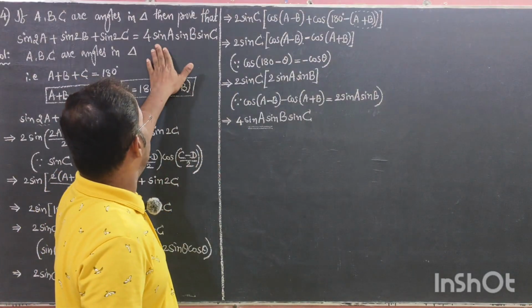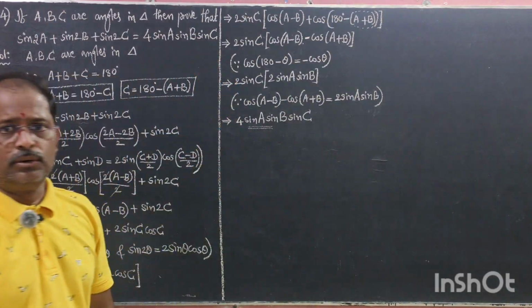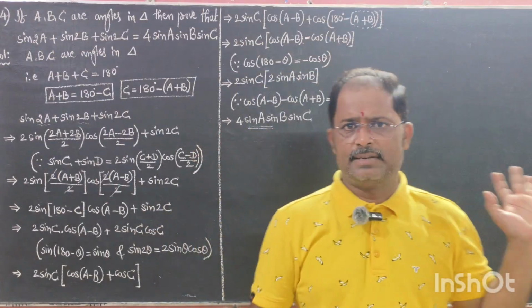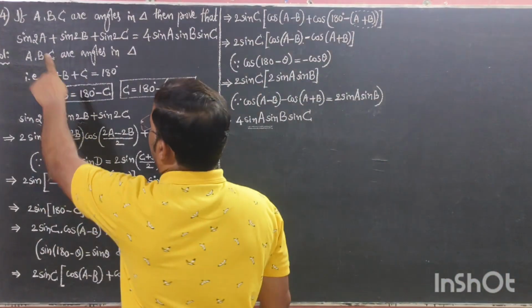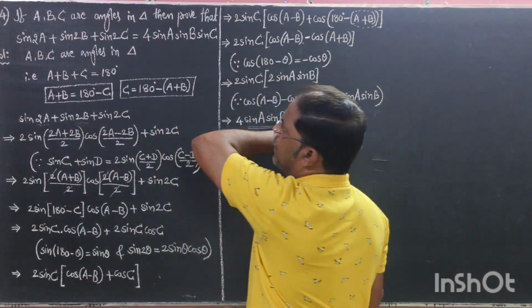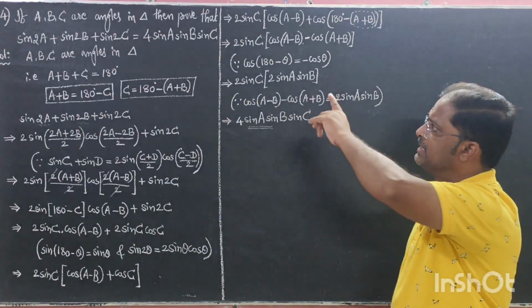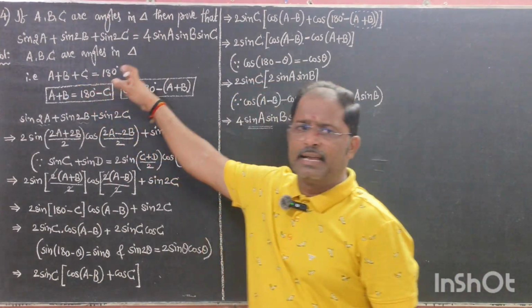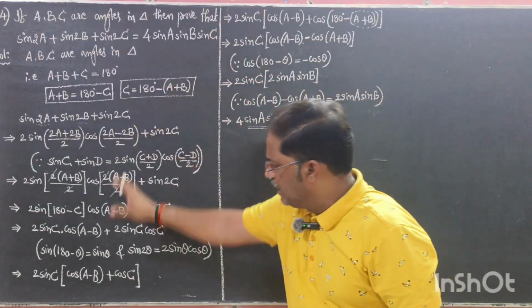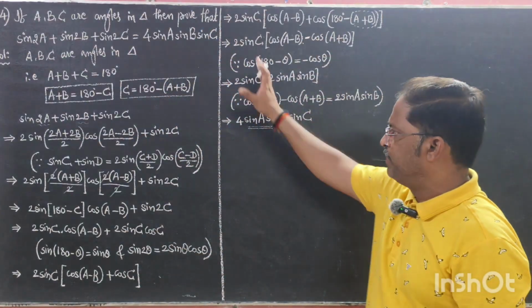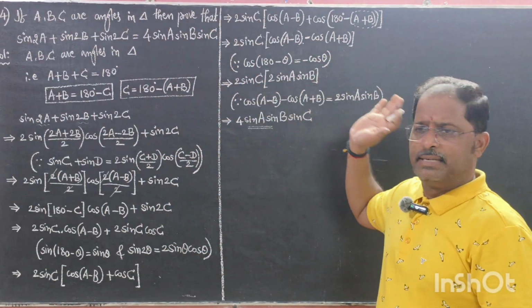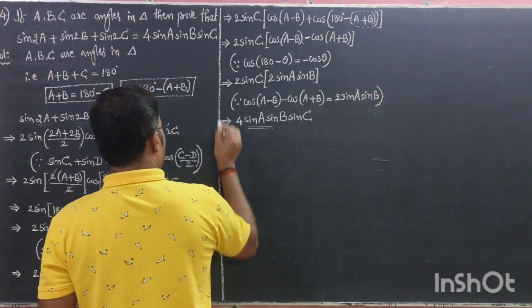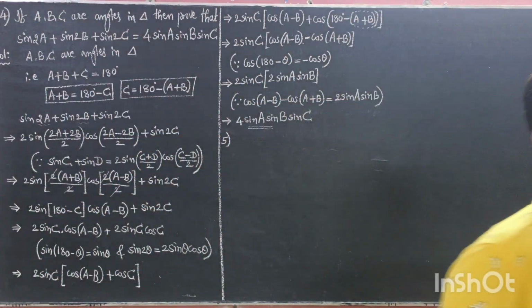Okay, 4 sin A into sin B into sin C. In each and every problem, A, B, C are angles in a triangle, so we can take the sum of interior angles equals 180. The total problems are the same, and the method and process are the same. Okay, now the fourth problem is completed. Now we have to look at problem number 5.